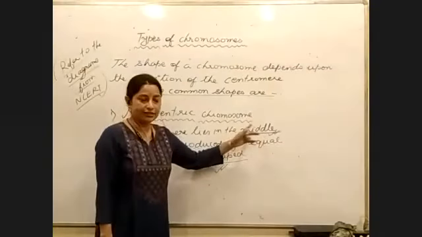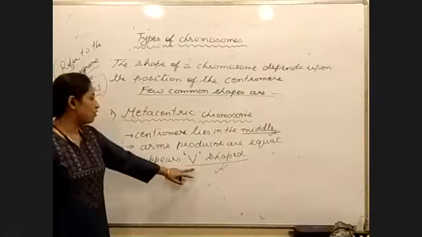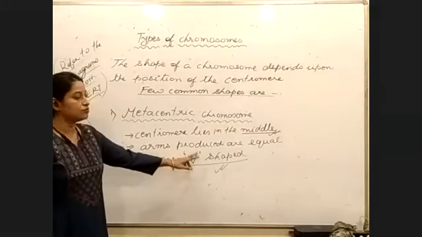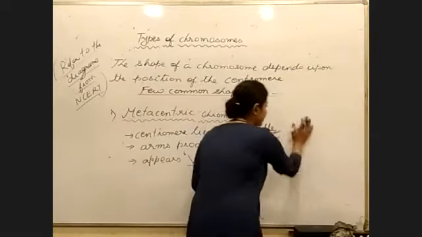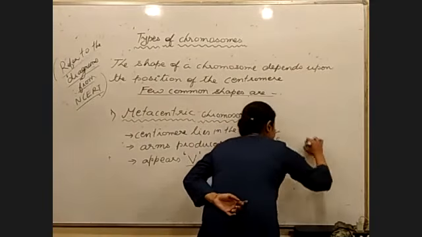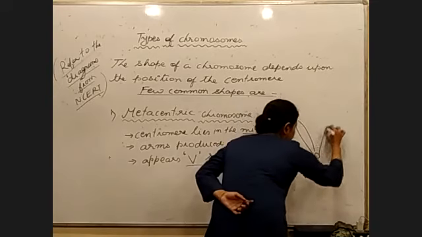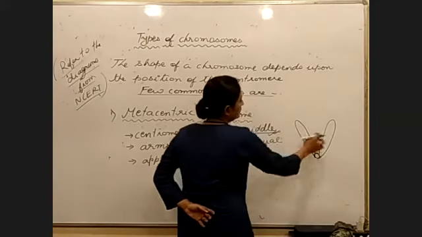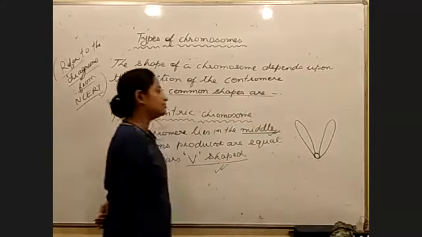This is one point that you study. And what is the shape of the metacentric chromosome? The metacentric chromosome looks like a V-shaped structure. If I draw a rough diagram, two equal arms, a V shape. This is called as metacentric.